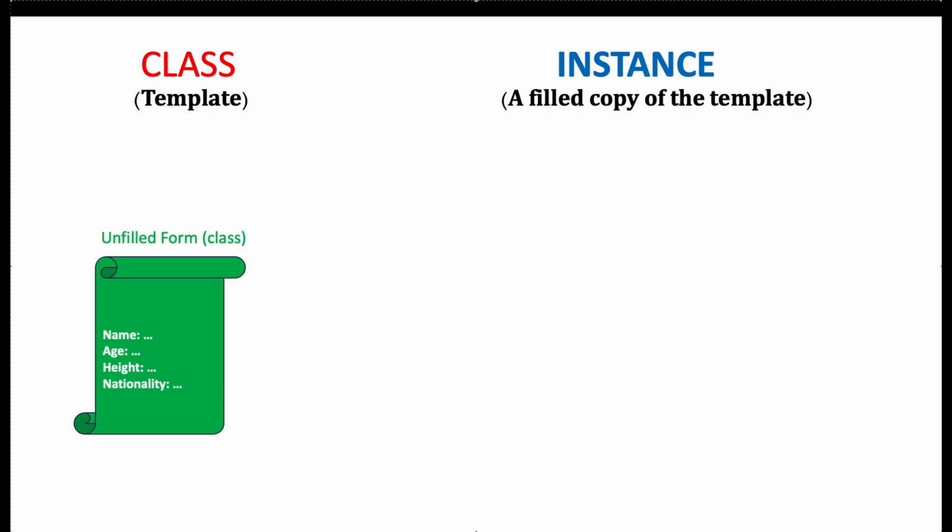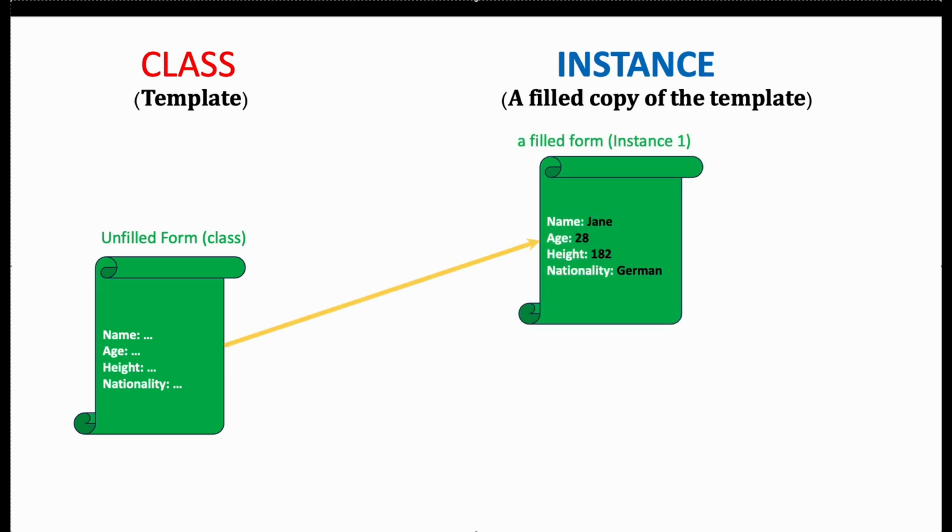But now imagine that you would like to have a copy of that form that you fill yourself with your own data. Then you create a copy and you fill it with your own data. And we call that a filled form, or we call that an instance of the class. So a filled form that's coming from the unfilled form, that's a copy from it, and an instance of the class. This is a first instance, but we could make other copies, more copies.